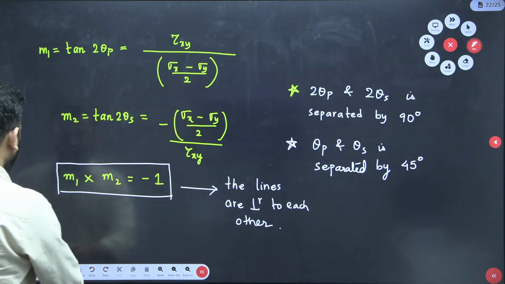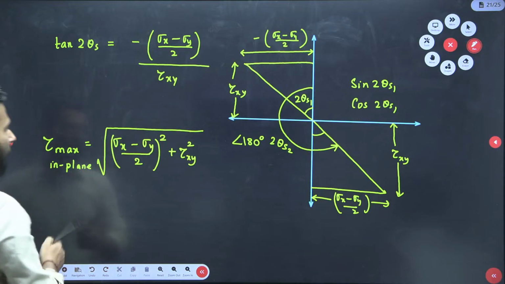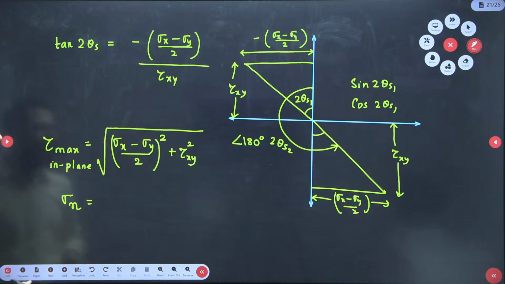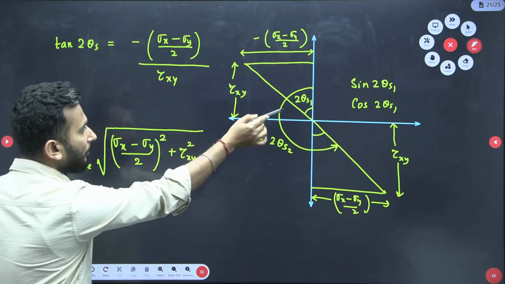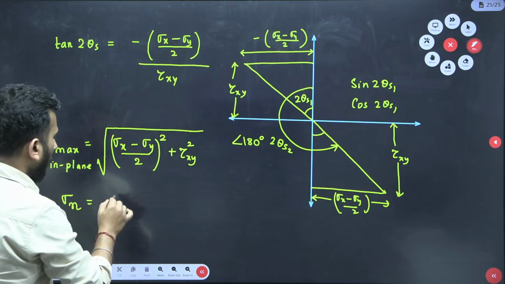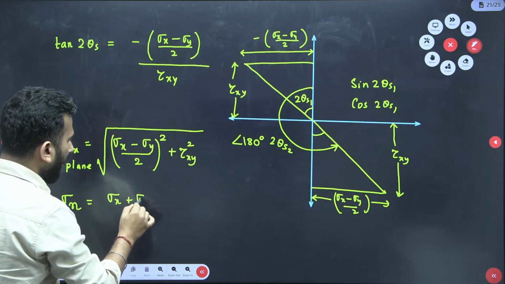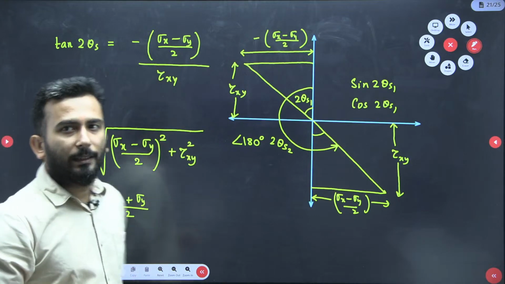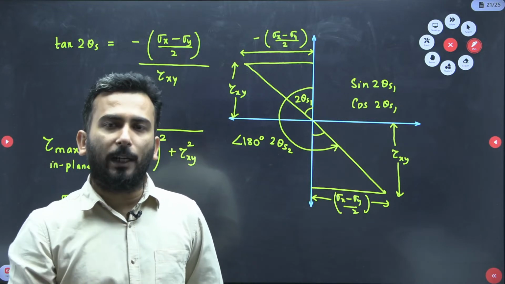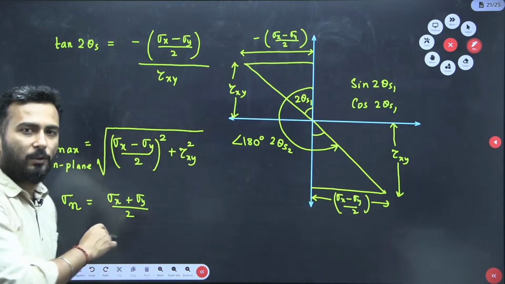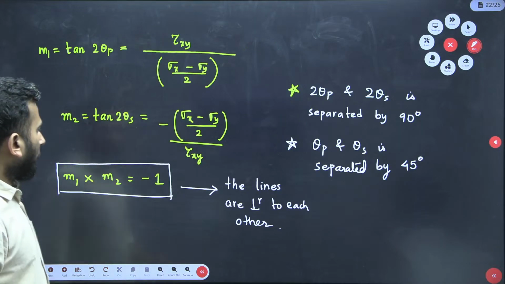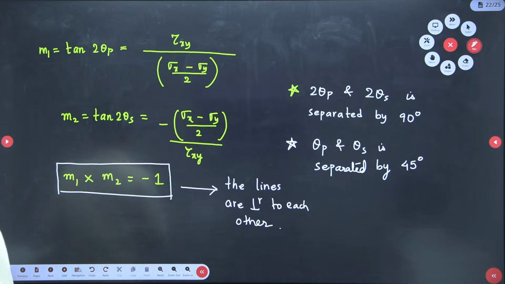Also one more thing, tau max in plane we have found out, and you will also be interested to know if there is any normal stress present on this plane or not. So if you put all these sin theta and cos theta values in the sigma x normal stress equation, you will be getting sigma x plus sigma y by 2. That means unlike in case of principal stresses where tau value was 0, over here normal stress is not 0, it is having some value, right? So I hope that you people are able to understand these things.